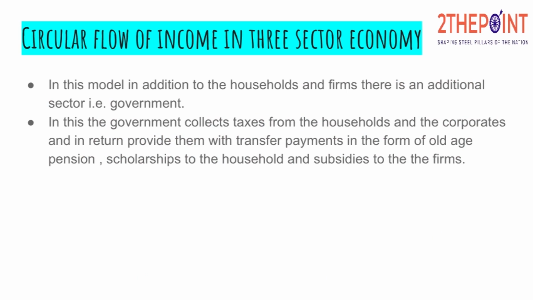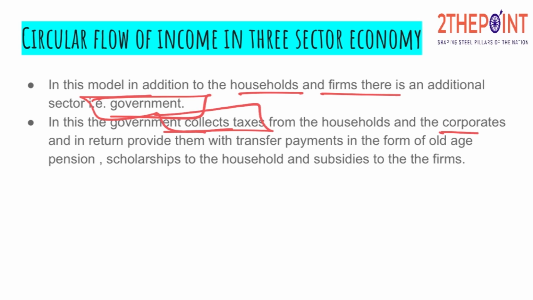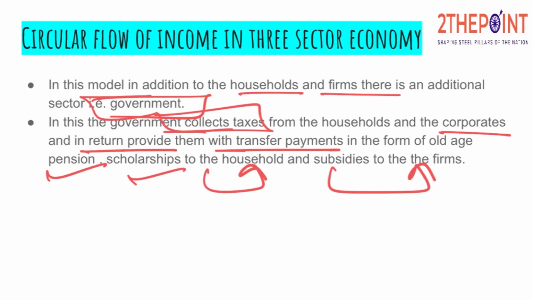Here you can read whatever I have explained. I'll just read it out for you. In this model, in addition to the households and the firms, the additional sector is the government. It collects taxes from the households and the corporates, and in turn provides them with transfer payments, which I have already explained to you. That is, pension and scholarship to the households and subsidies to the firms.